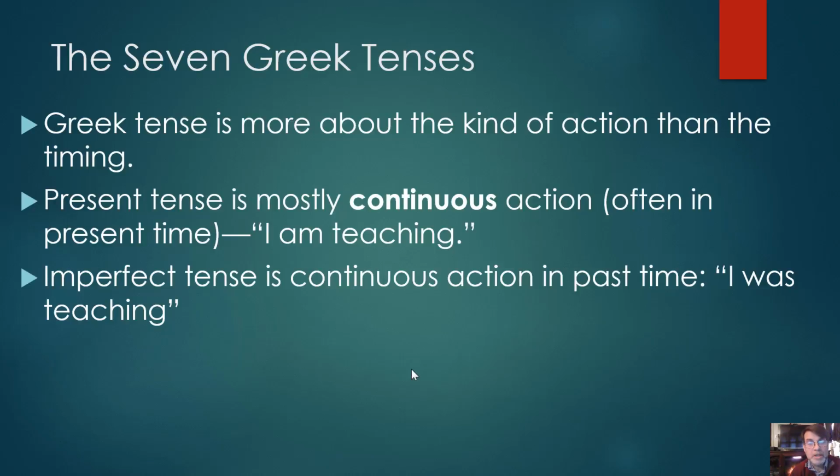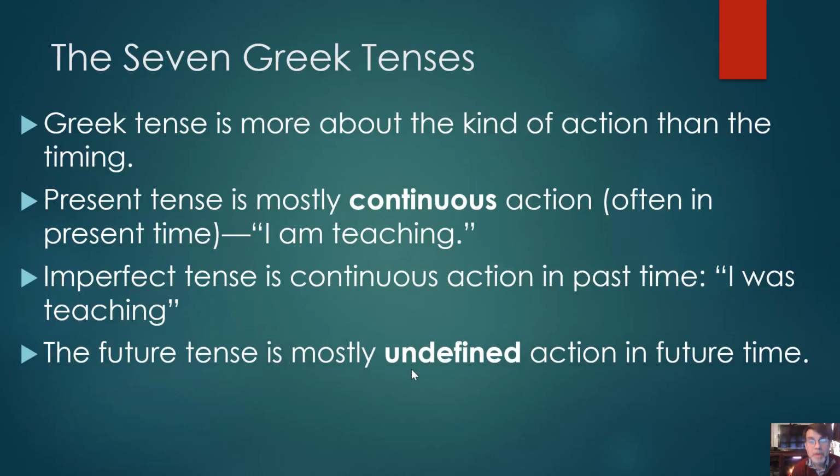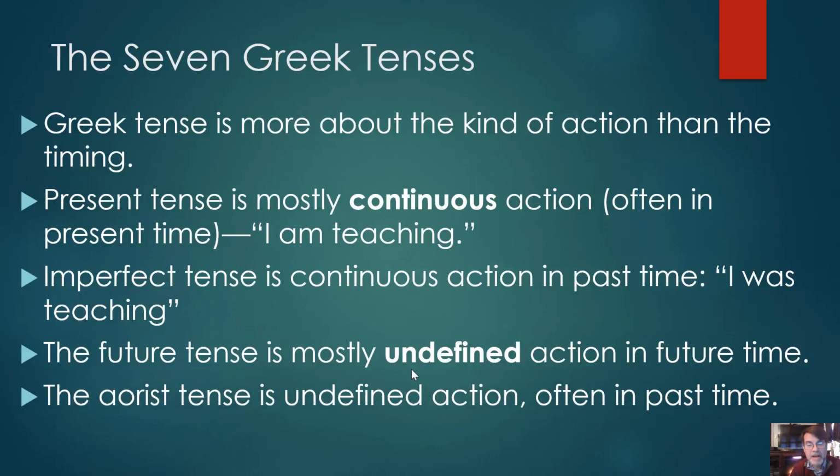And the imperfect tense really is primarily about a past tense. Well, it is a past tense. Future tense is mostly about undefined action in future time. In other words, I'm not telling you how it happened. I'm just saying it will happen. Undefined. Aorist tense is undefined action, often in past time. Not always, but its default, let's say, is in the past tense. I wept. Jesus wept is an aorist tense. Something just saying he did it in the past time.